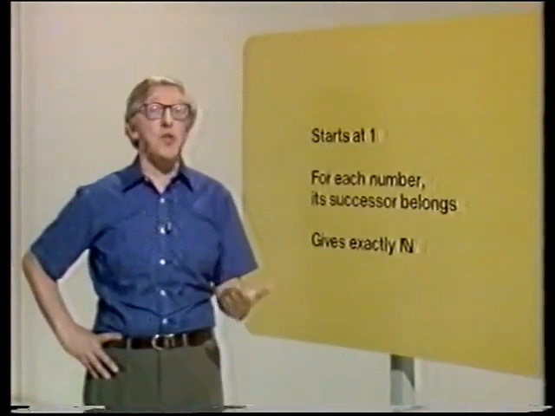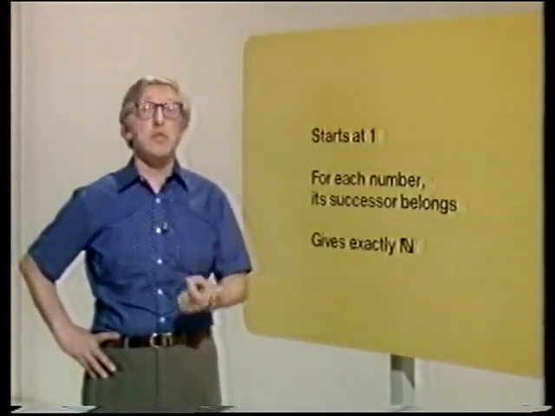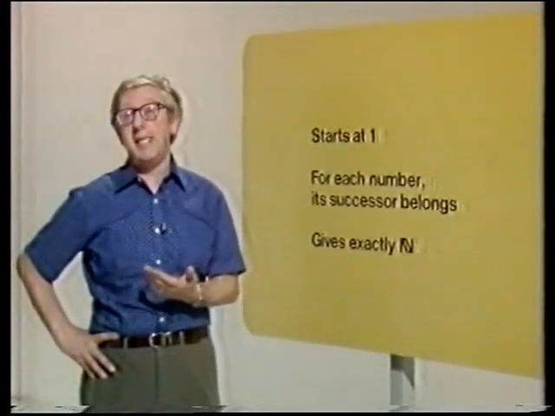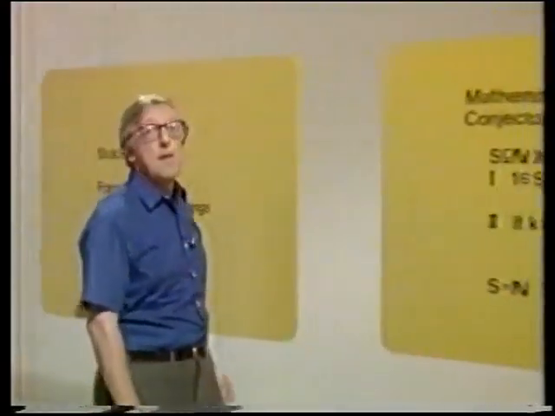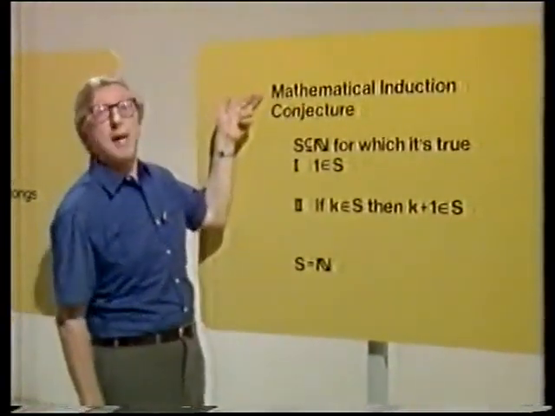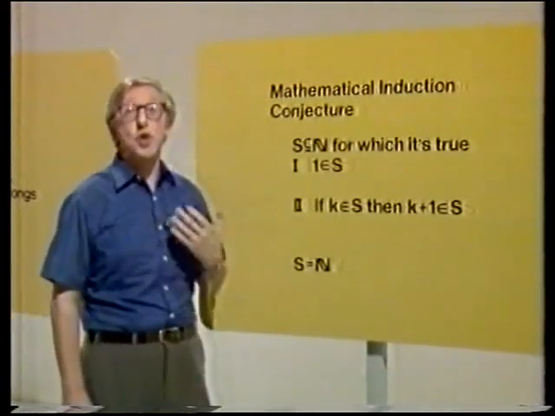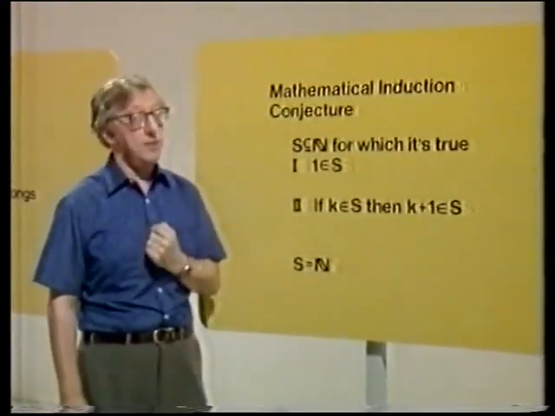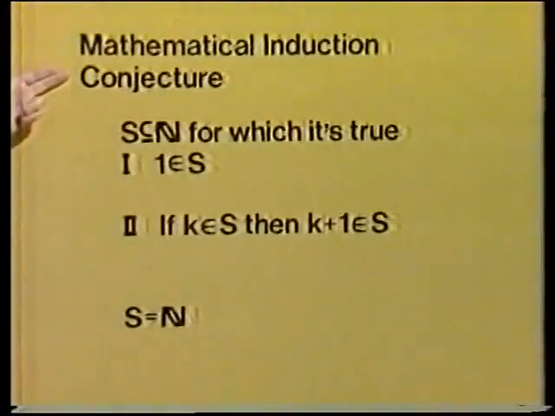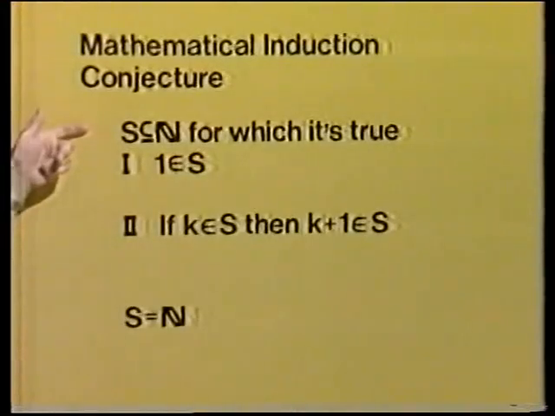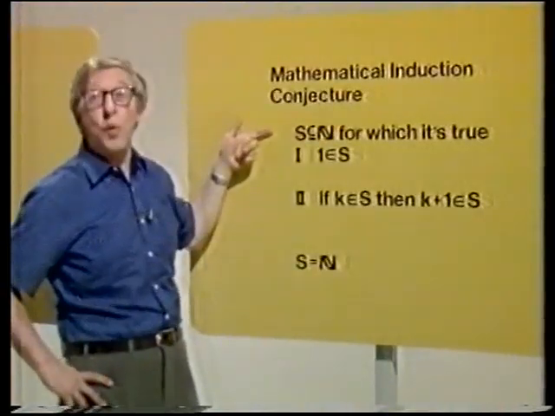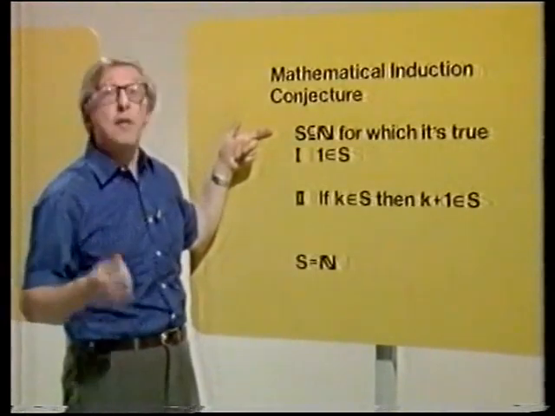So what's all this got to do with proving statements like 1 plus 2 plus 3 and so on up to n is equal to n times (n plus 1) over 2? Well, the method of proof that we're looking at, mathematical induction, involves showing that something holds for all the positive integers. So we start off with a conjecture, and then we think of the set of positive integers S for which the conjecture is true. So S is in fact a subset of n. And what we want to show is that S is in fact the whole of n.